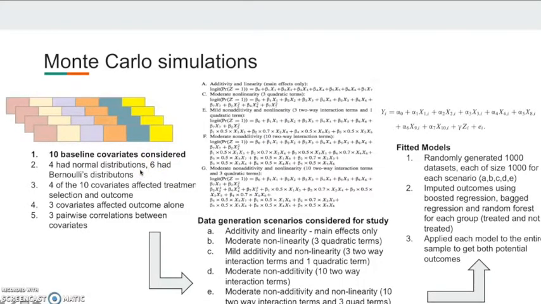Hi everyone, my name is Claire and I'll be taking you through the Monte Carlo simulation method and then the results covered in this paper.